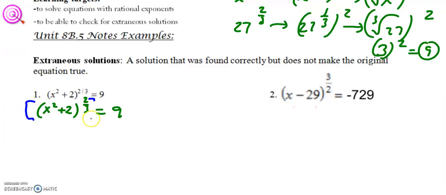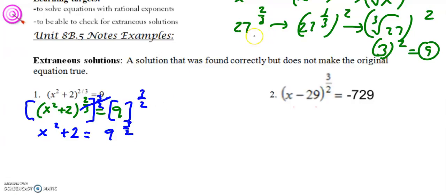If we would like to get rid of the 2/3 on this side of the equation, we would find the reciprocal, and we would apply that reciprocal of 3/2 to both sides of the equation. It kind of makes sense. If you're squaring and taking the cube root, the inverse of that would be cubing and taking the square root. So these would cross out, and you'd be left with x squared plus 2 equals 9 to the 3/2.